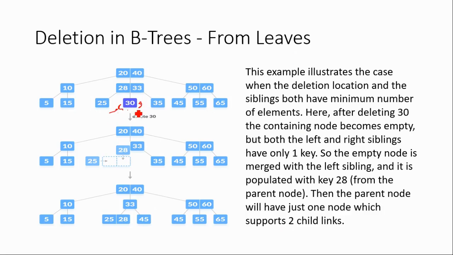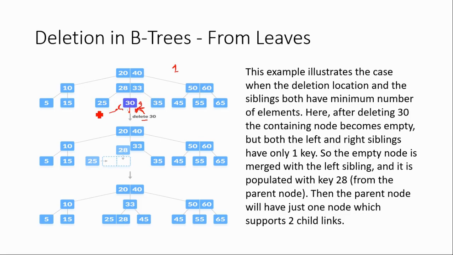So here 30 is the node element which is to be deleted, and we had first performed the deletion there. Now after this we were supposed to borrow an element from any of the siblings, so that the empty space which has occurred here can be filled. The minimum number of elements required was 1, but after deleting this element the leaf now contains no element, 0. So we have to fill it by borrowing from the siblings.